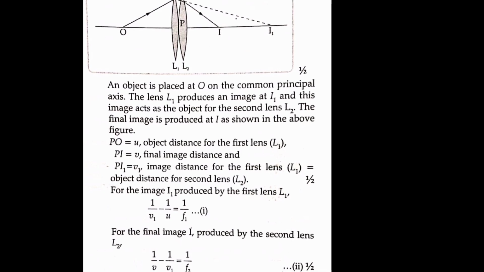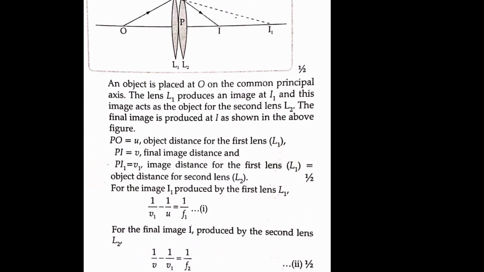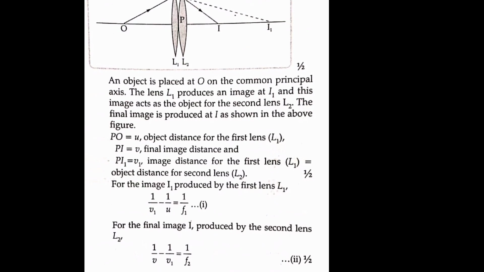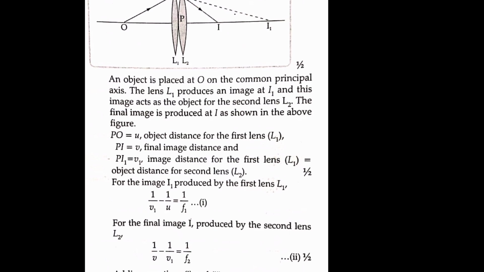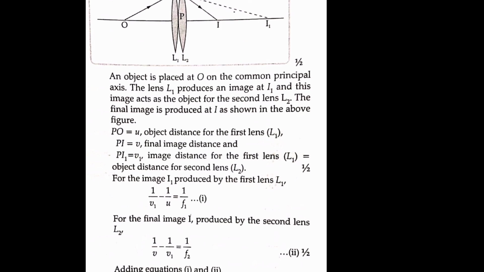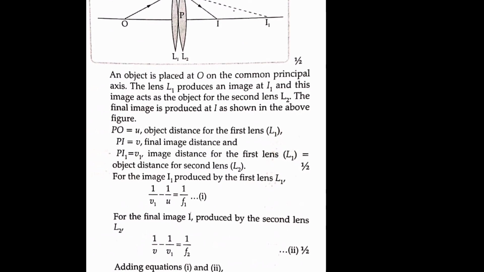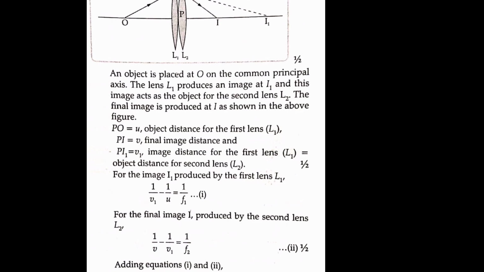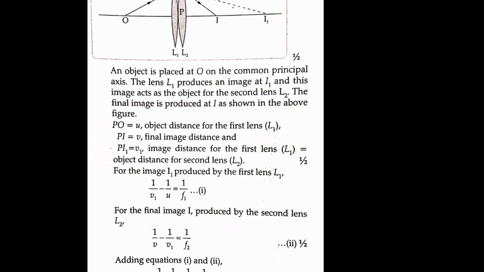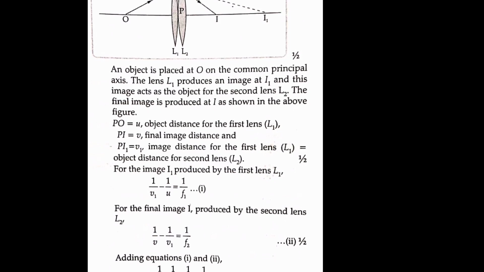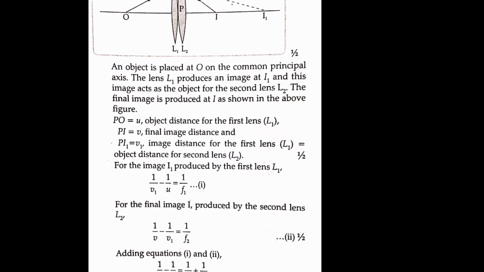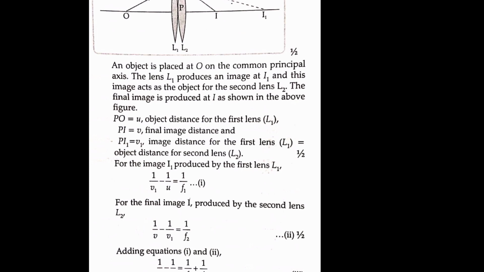Now what do we have to do? We have to place L2 also, and then what will happen? That I1 or V1 will be acting as the object for the second lens. So a clearer image will be formed at I, as we can see in the diagram. What will be the image distance? The distance between L2 and I, that will be equal to V. So V is the final image distance.